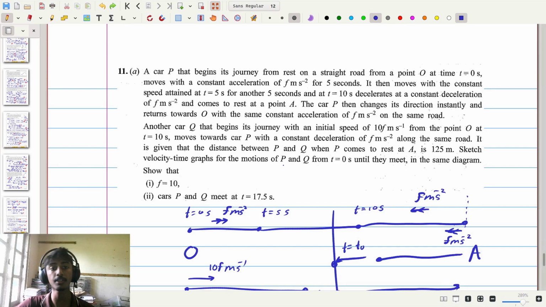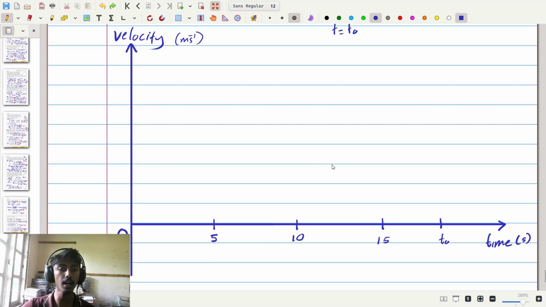So reading the question, car P begins its journey from rest on a straight road at time t equals 0 seconds. So according to this, if the car is at rest at that time, it is going to have 0 velocity. Therefore, the velocity at t equals 0 seconds is also equal to 0. According to that, on our graph, the origin, the (0, 0) point, is going to be one of the points that are on our velocity-time graph of the car P. So the car P starts at 0 velocity at t equals 0 seconds.